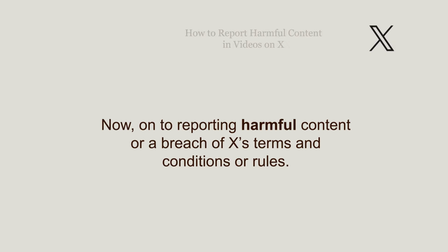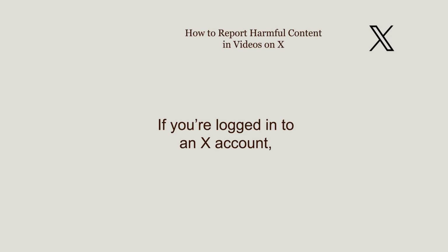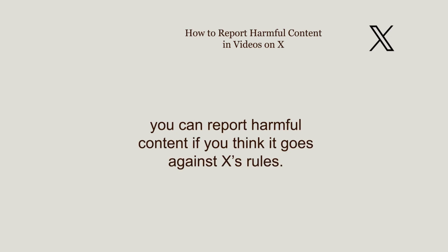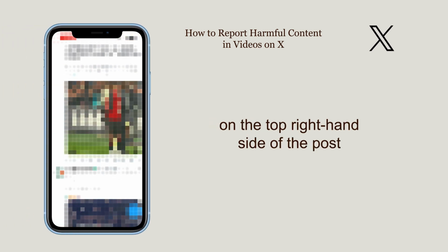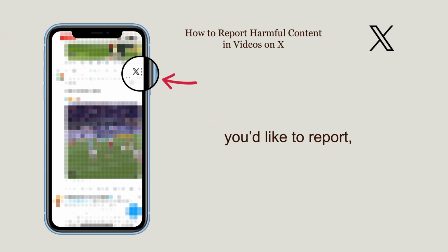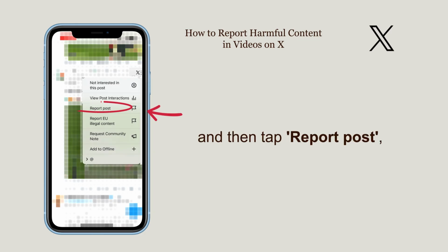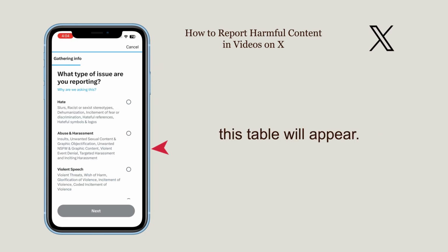Now on to reporting harmful content or a breach of X's terms and conditions or rules. If you're logged into an X account, you can report harmful content if you think it goes against X's rules. Similar to before, if you tap the three dots on the top right hand side of the post you'd like to report and then tap Report Post, this table will appear.